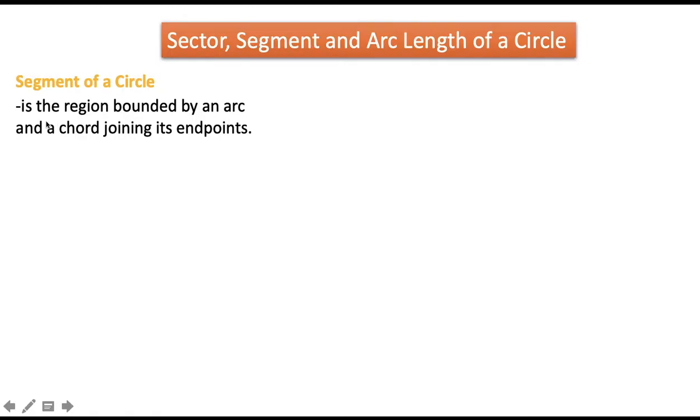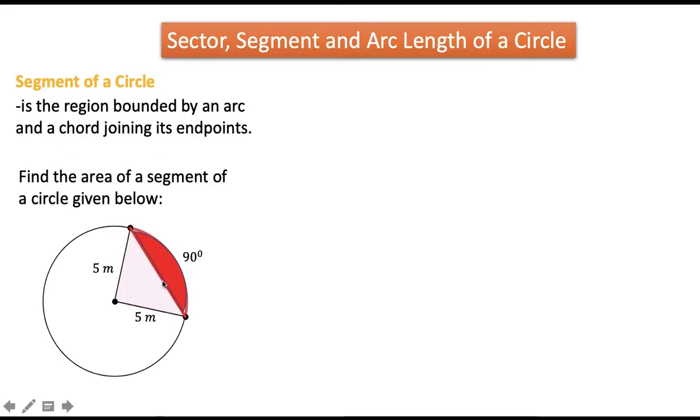When we say segment of a circle, it is the region bounded by an arc and a chord joining its endpoints. So this shaded part right here is the sector of a circle, but this dark shade of red is called the segment of this given circle. Now, what if we want to find the area of its segment, this dark shade of red? Given the measure of the arc, which is 90 degrees, and its radius, which is 5 meters, that's enough for us to solve for this one.